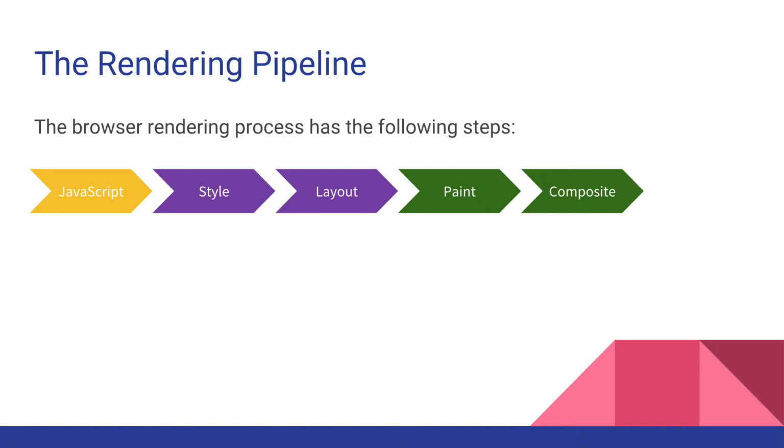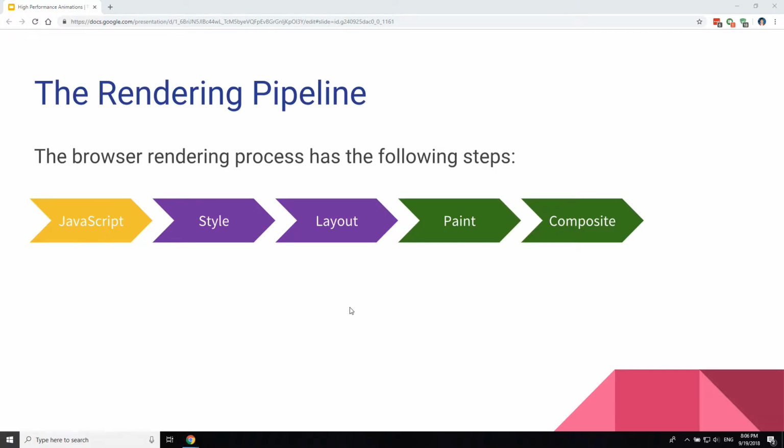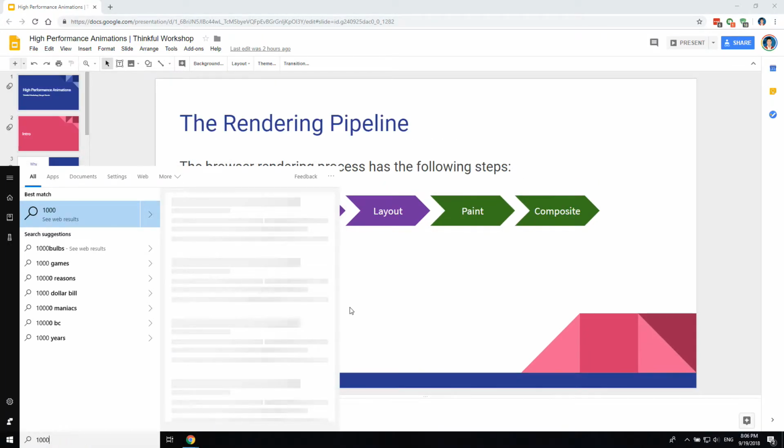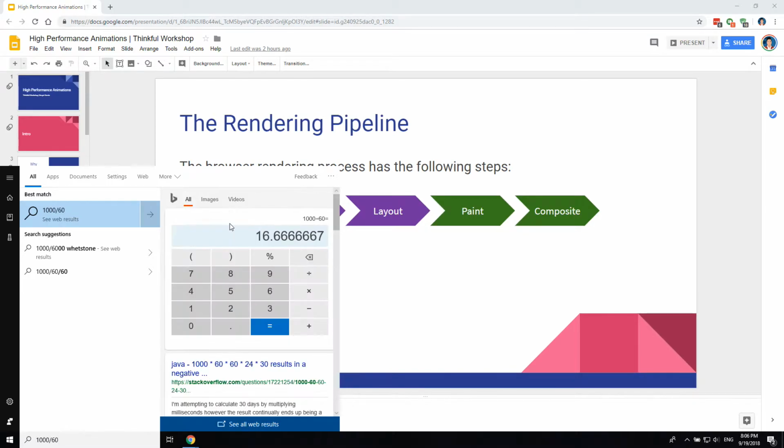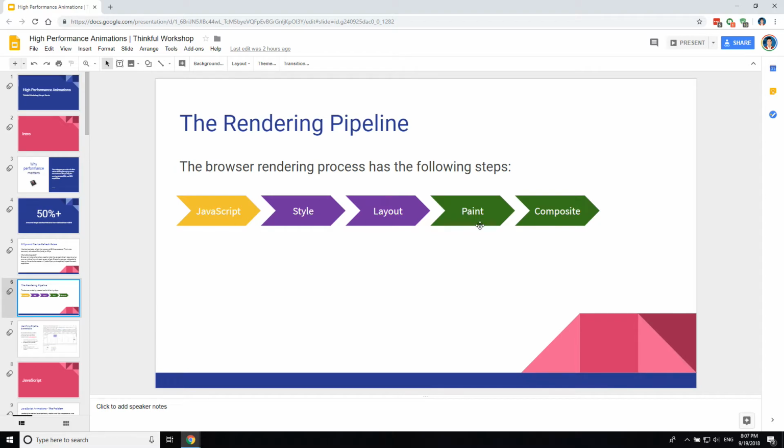Remember how we said you had to render an animation frame 60 times every second. Basically, this entire process has to happen in 1/60th of a second. So JavaScript, style calculations, layout calculations, painting calculations, and composite all have to run in 1/60th of a second. So say we have 1000 milliseconds and we divide it by 60, you have roughly 16 milliseconds to do all of this.